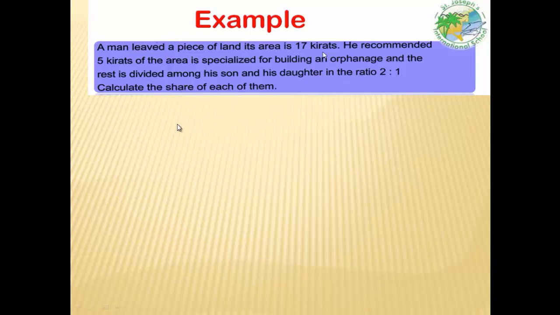Please, primary 6, before your answer, read the question many times. طيب man left the piece of land كانت كام؟ 17 kirats. هو bequeathed عليها 5 kirats to building orphanages اللي هو ملجأ أيتام, and the rest يبقى الباقي divided among what? His son and his daughter, 2 to 1. Calculate the share of each of them.